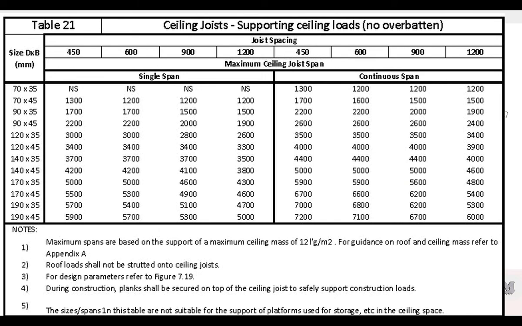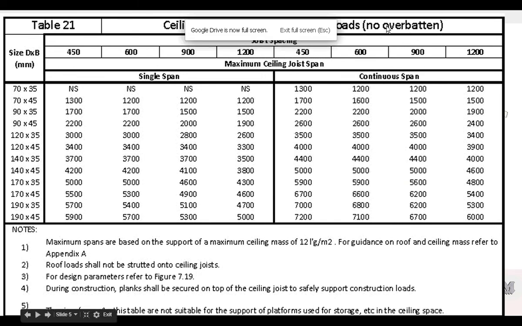Here's table 21, and you can see no overbatten. We have our joist spacings across the top, single span, continuous span, and our timber sizes down the side. In here are the maximum spans that each member can span. There are also some notes down the bottom if you want to read those as well. I need to find out what the maximum single span and the maximum continuous span is for my 90 by 35 timber. So I need to know what my joist spacing is.